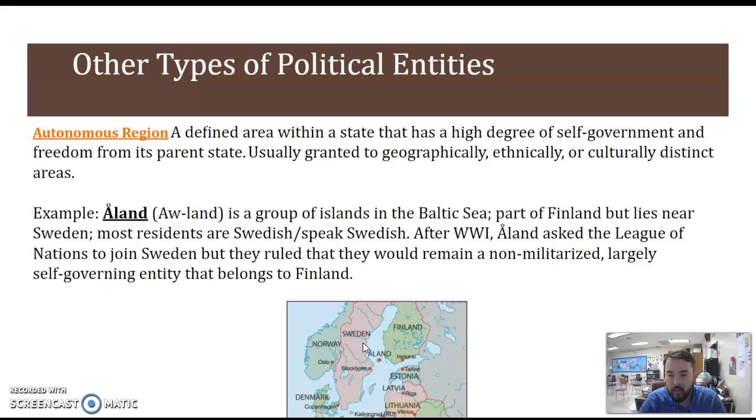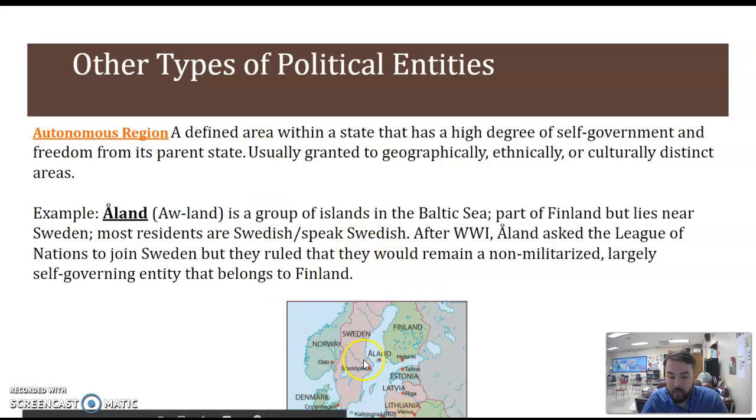It's an area that has most residents speaking Swedish, considering themselves Swedish. But after World War I, Åland asked this governing body of the world called the League of Nations to join Sweden, but the League of Nations ruled that they would have to be what's considered a non-militarized, largely self-governing entity that actually belongs to Finland.